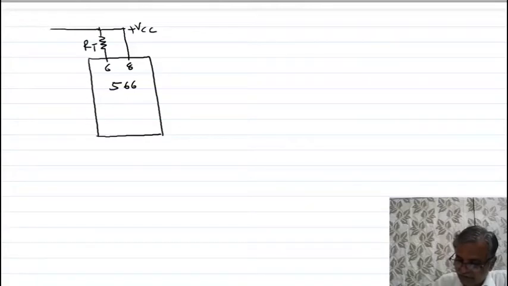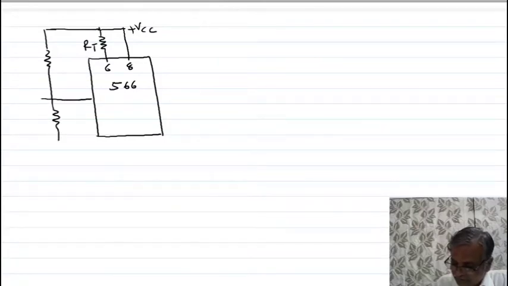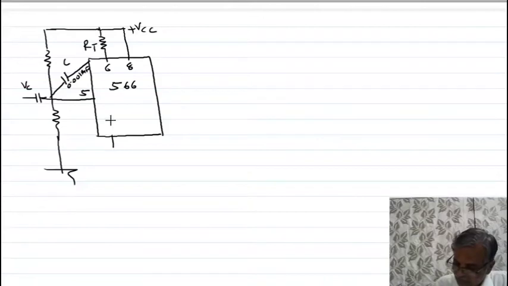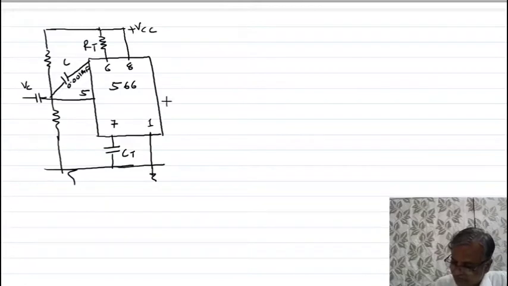Here resistors R1 and R2 form a potential divider network. If you want to change the modulating voltage VC, between pin number 5 and 6, a 0.001 microfarad capacitor is connected. To avoid oscillation, a timing capacitor is connected to pin number 7.